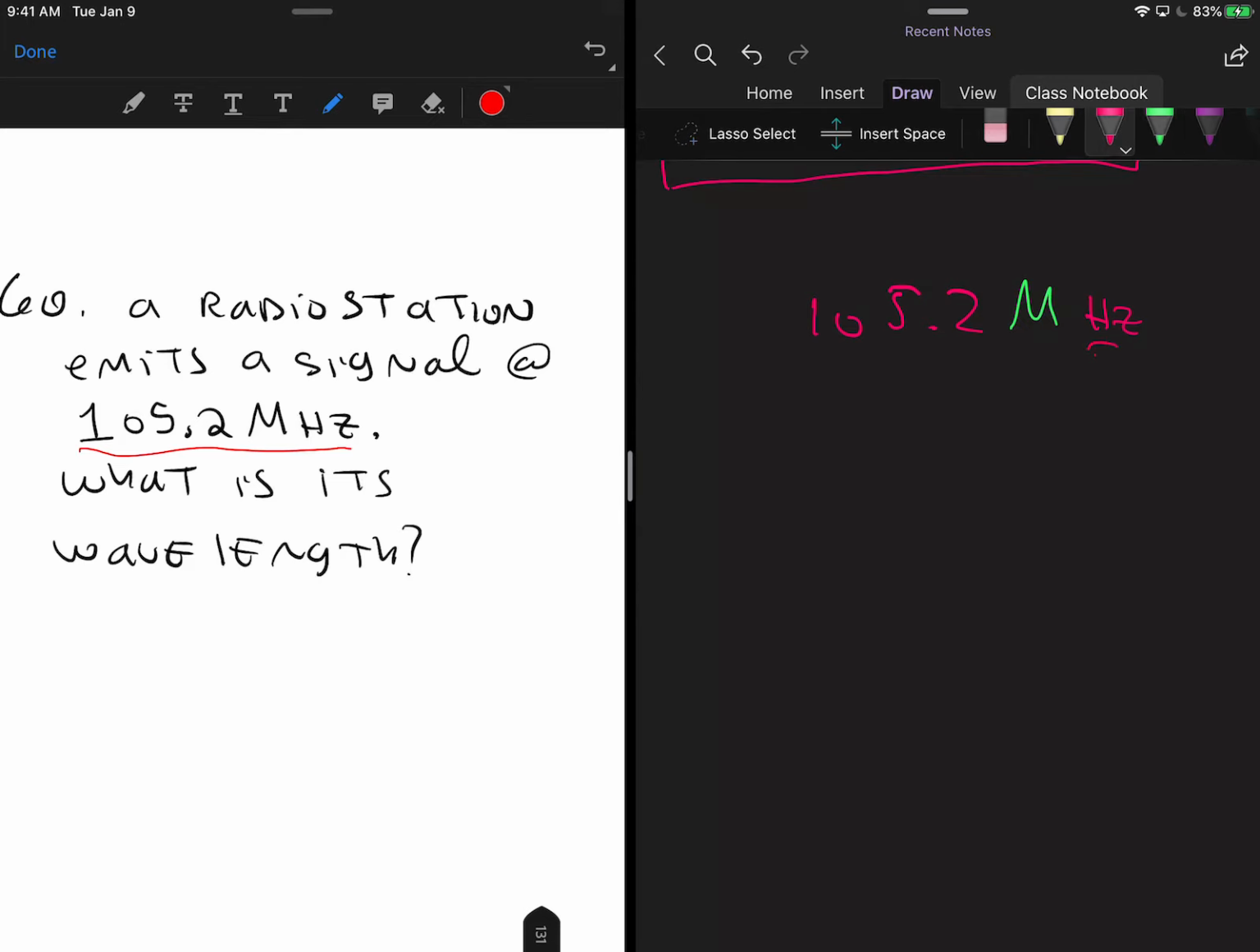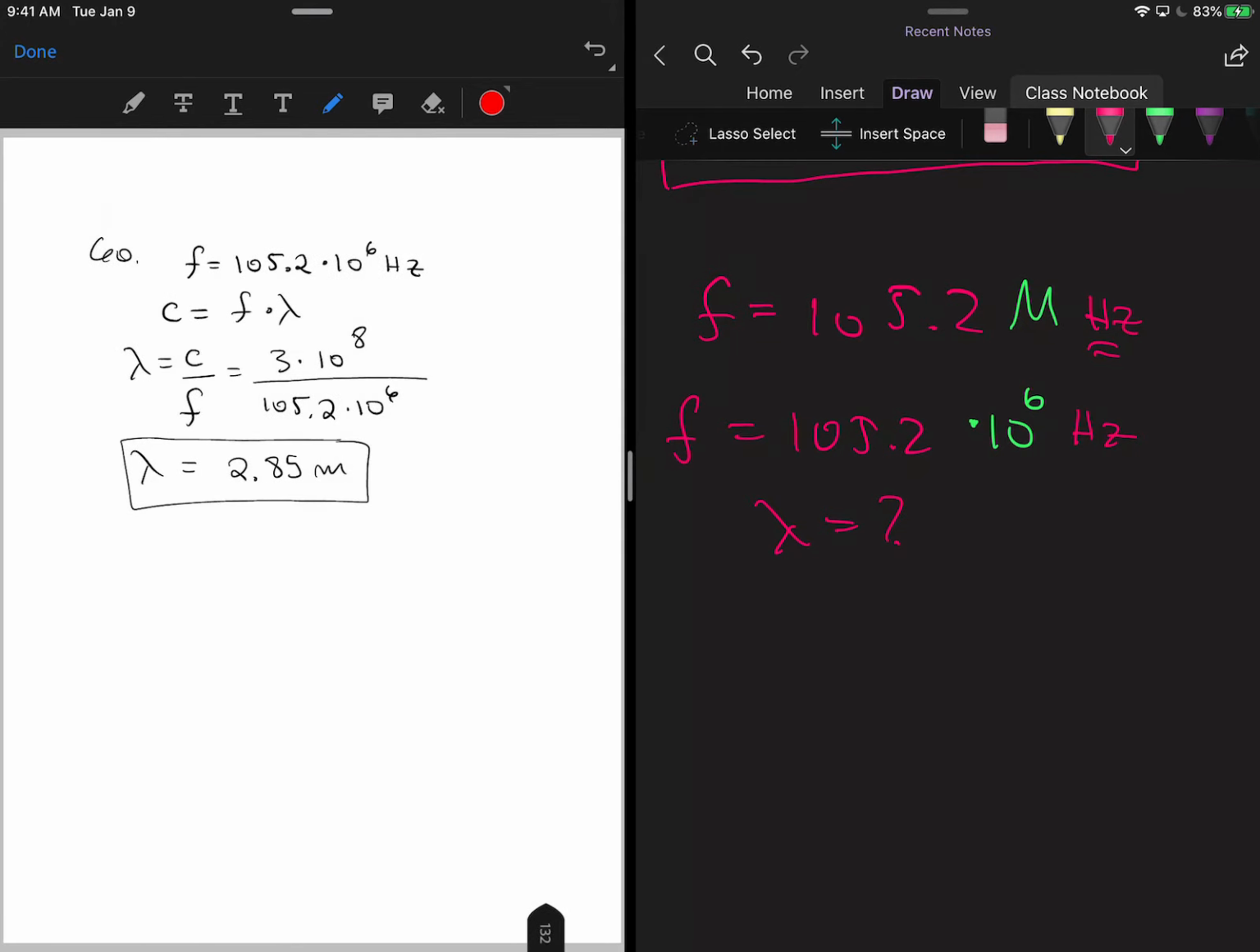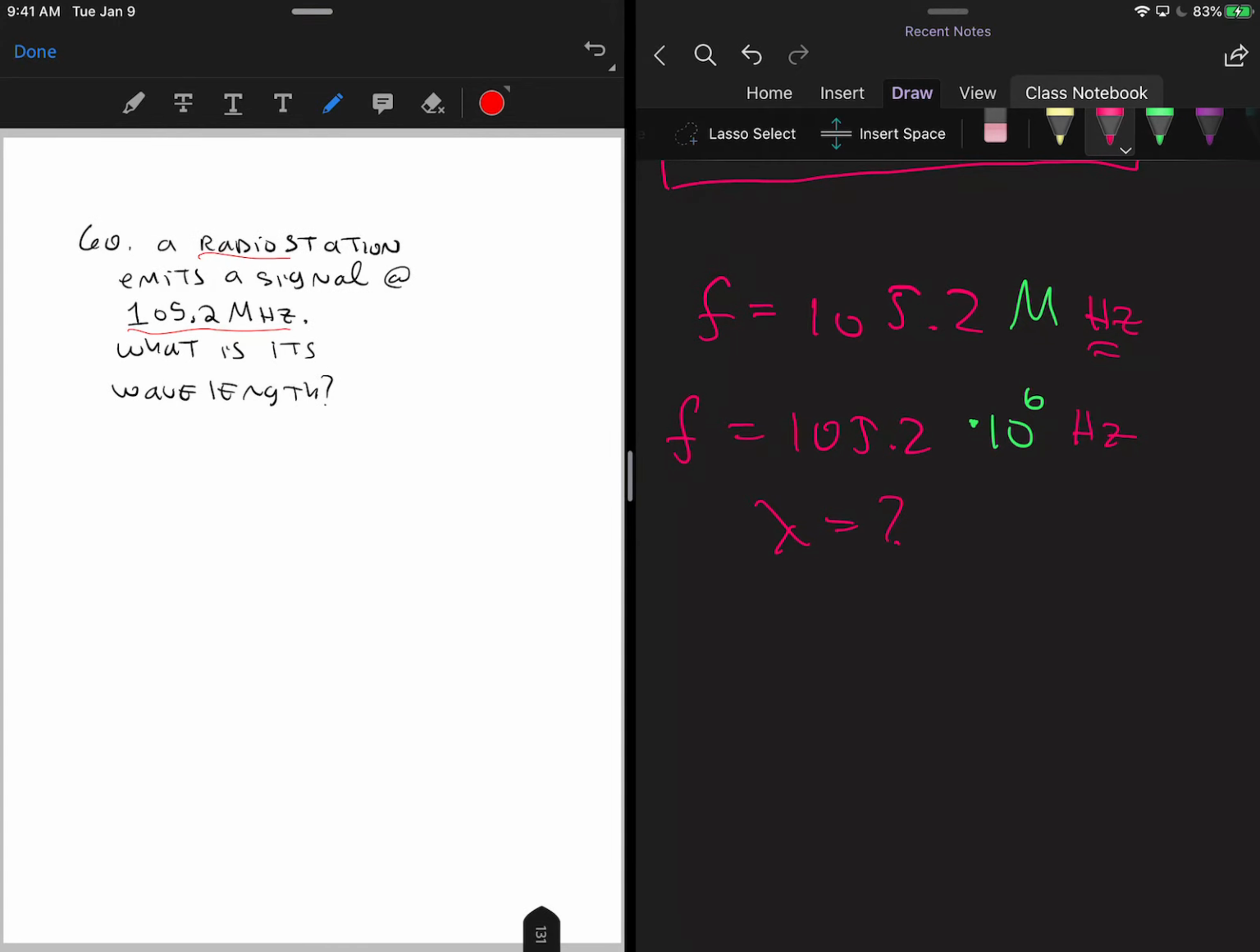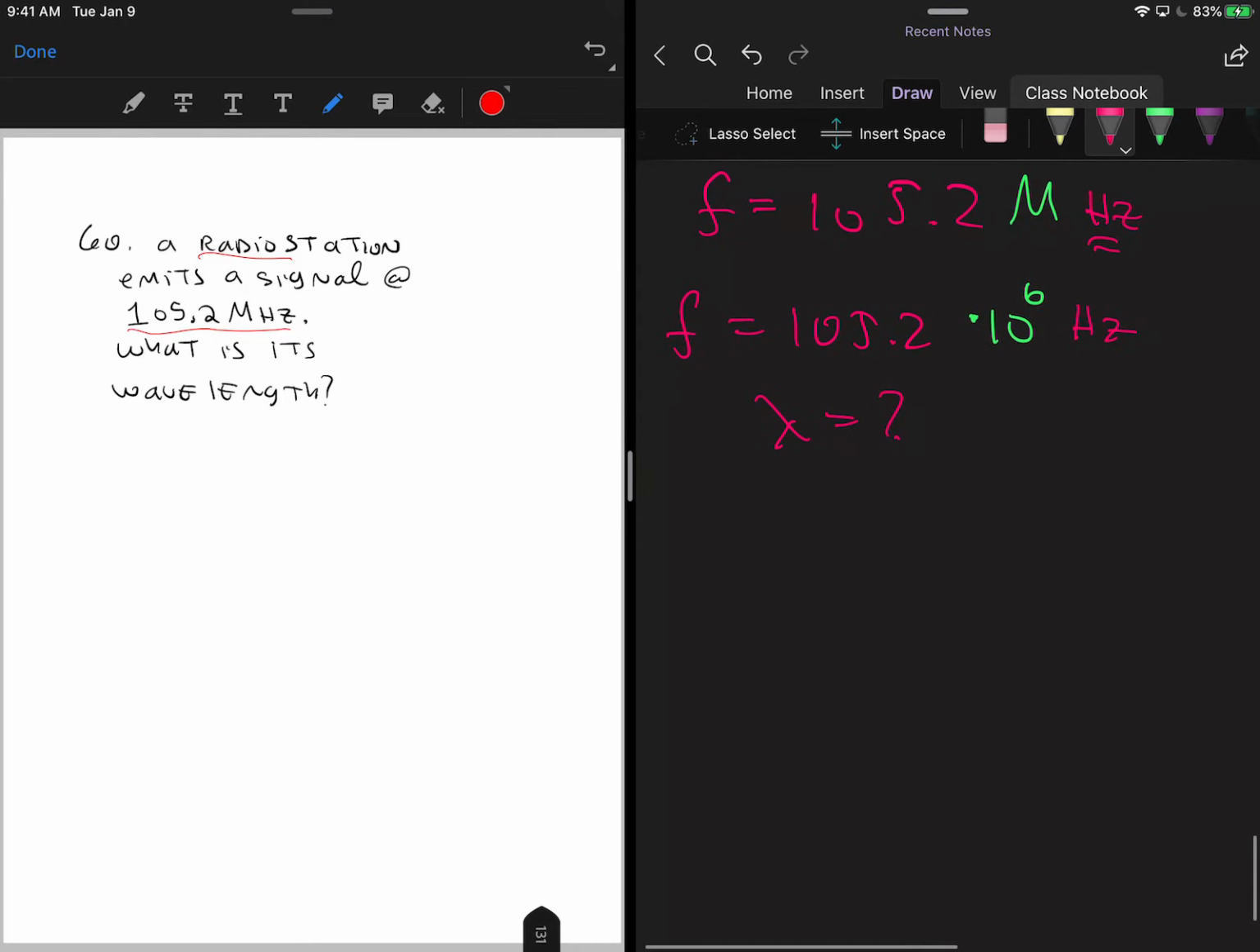Hertz means that this is a frequency, and we can write this as 105.2 times 10 to the 6 hertz, since mega is 10 to the 6. And now we're trying to find the wavelength. Here, this is radio, so this is for an electromagnetic wave.